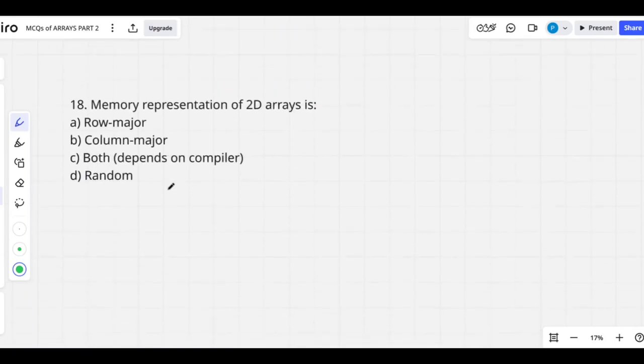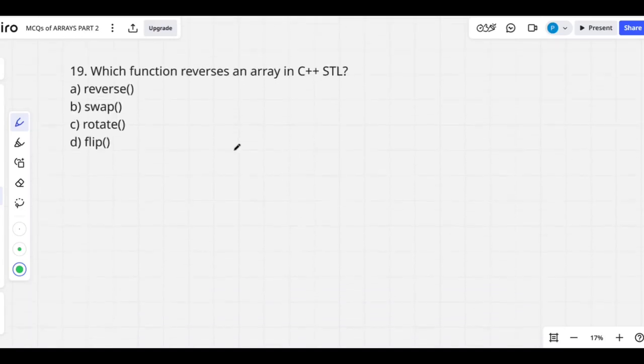Question number 18 is: memory representation of a 2D array is. The options given are row major, column major, both, or depends upon the compiler. Okay, so option A is the correct one. Row major is the right answer. Okay, moving to question number 19.